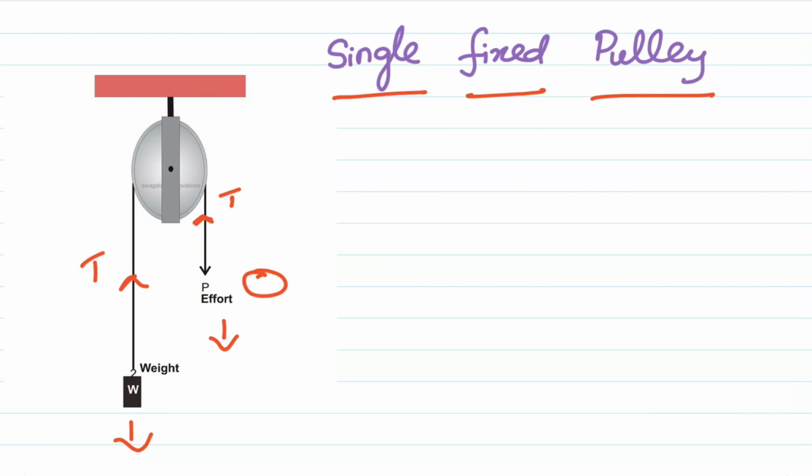Next, we calculate the mechanical advantage of this pulley system. The diagram shows this single fixed pulley. In the diagram, you can see the metal disc, and the frame is connected to the rigid support.